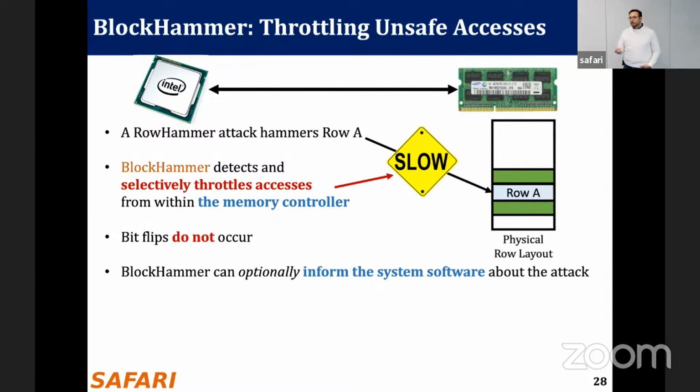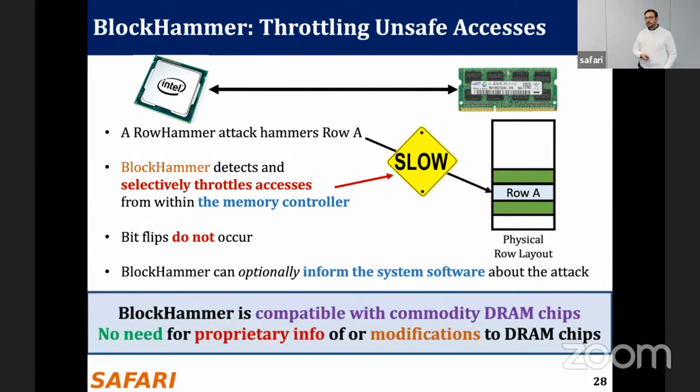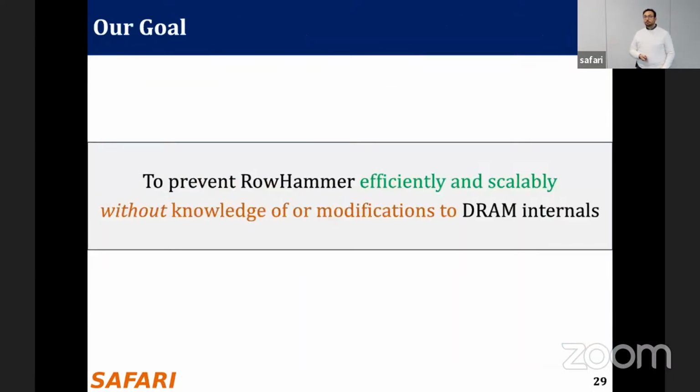BlockHammer can optionally inform the system software about the attack as well. And by doing so, it is compatible with commodity DRAM chips because it does not need to get this proprietary information, and it doesn't need to modify the DRAM chip either.